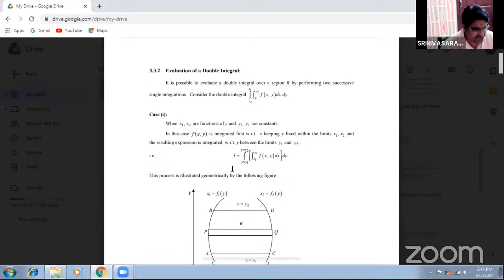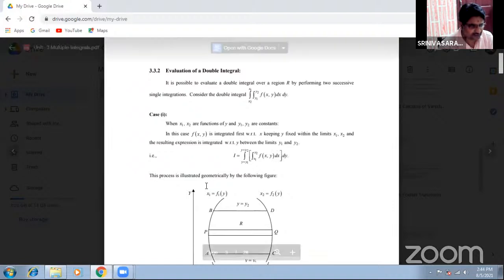So I equals the integral where first you solve the x part, because y is constant, and then y varies from y1 to y2. In the bracket, first of all you have to solve the integral from x1 to x2 of f(x,y) dx, then integrate with respect to dy. That is case one.